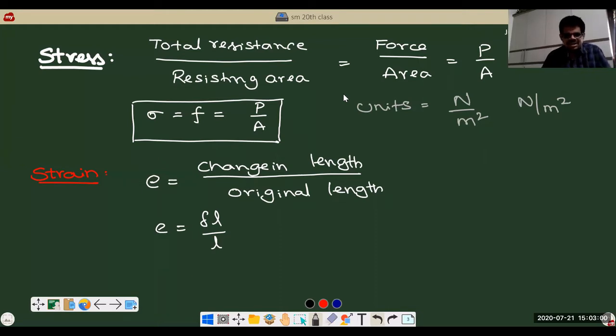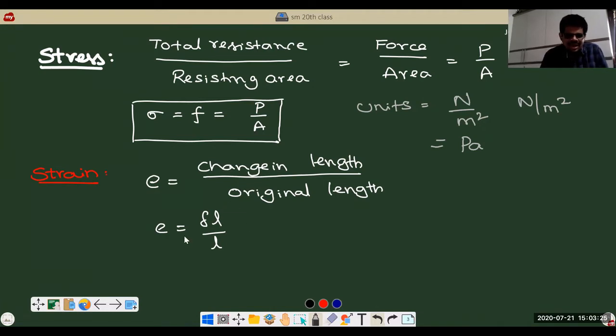Right. So these are the units for stress. This newton per square meter we also call pascal. Pascal is also the pressure unit. So that is why sometimes the stress is expressed in units of pascals. Pascal is nothing but 1 newton per square meter. 1 pascal is equal to 1 newton per square meter. You have to remember that.